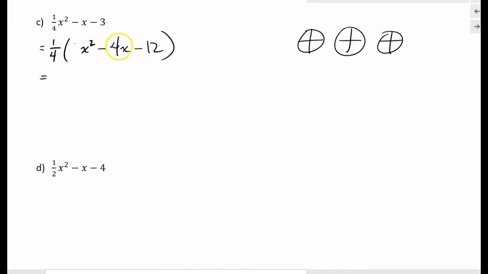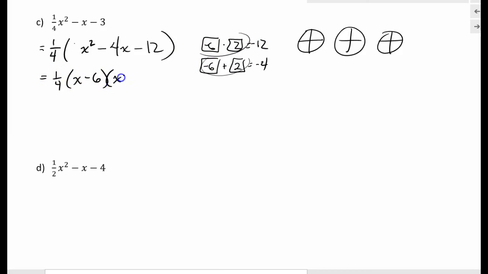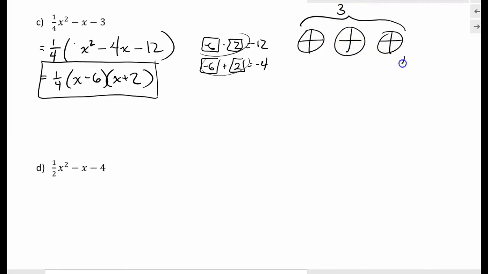Okay, from here it's a simple trinomial though, and I'm looking at two numbers that multiply to give me 12 and add to give me -4, so that's going to be -6 and +2. They need to be the same set of numbers for both, just as a reminder. So I've got 1/4 (x minus 6)(x plus 2), and I'm done. So yeah, just factor out that fraction. If you need to draw it out, this is 3 wholes, and it's also 12 quarters.